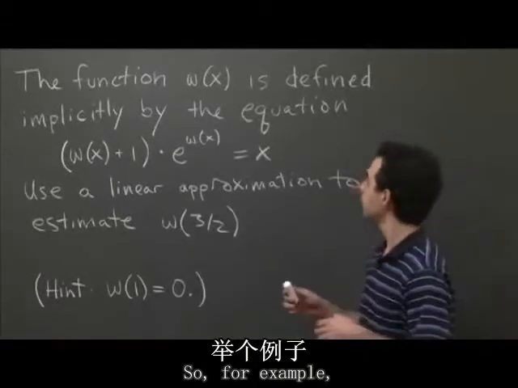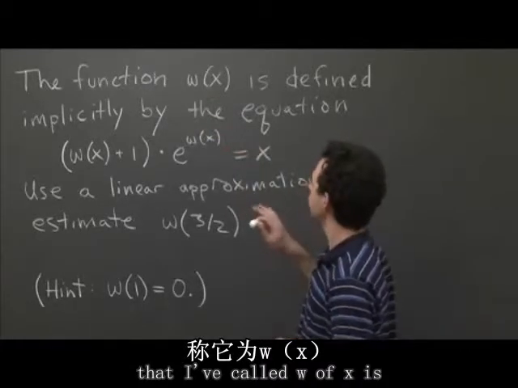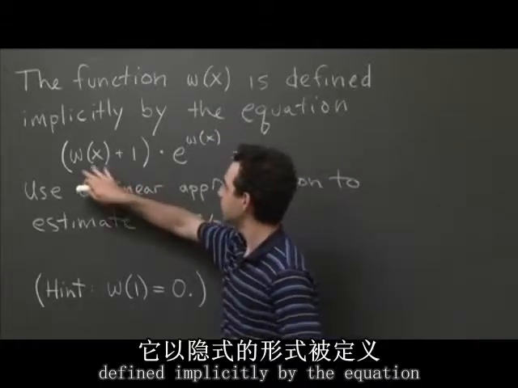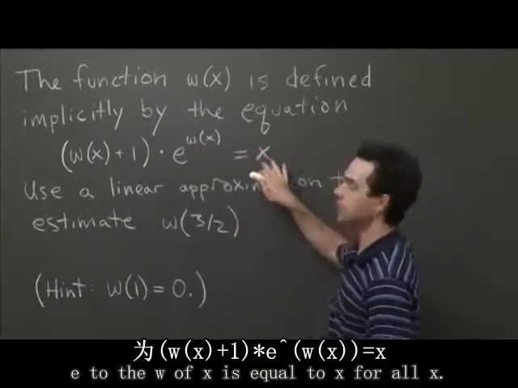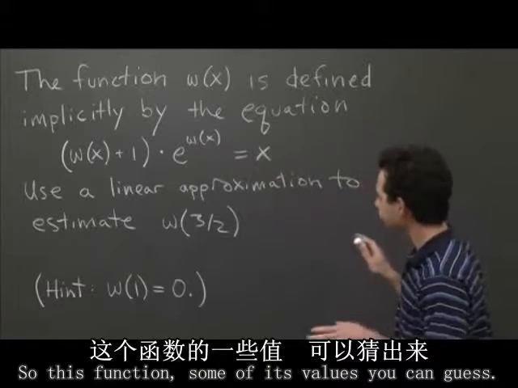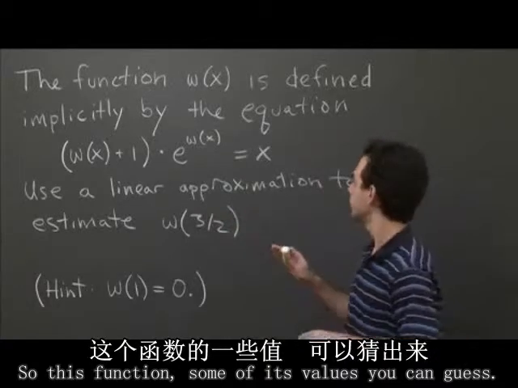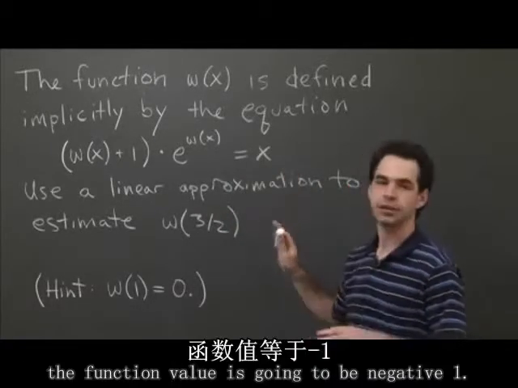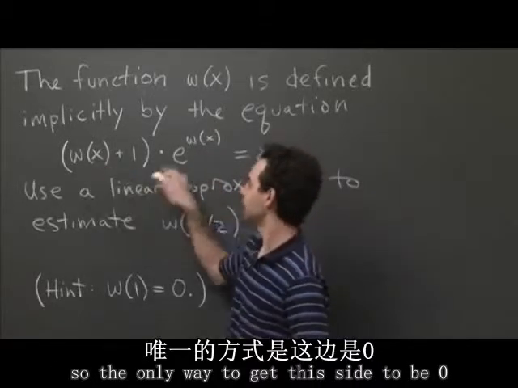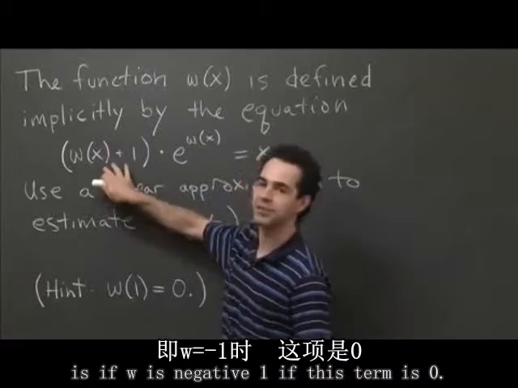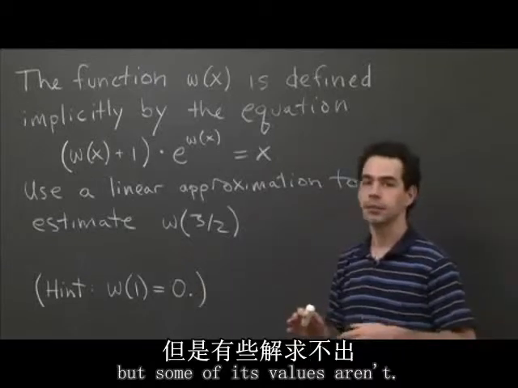For example, this function that I've written on the board, which I've called w of x, is defined implicitly by the equation that w of x plus 1 quantity times e to the w of x is equal to x for all x. Some of its values you can guess, like at x equals 0, the function value is going to be -1. The reason is that e to the w can't ever be 0, so the only way to get this side to be 0 is if w is -1, if this term is 0. So some of its values are easy to compute, but some aren't.